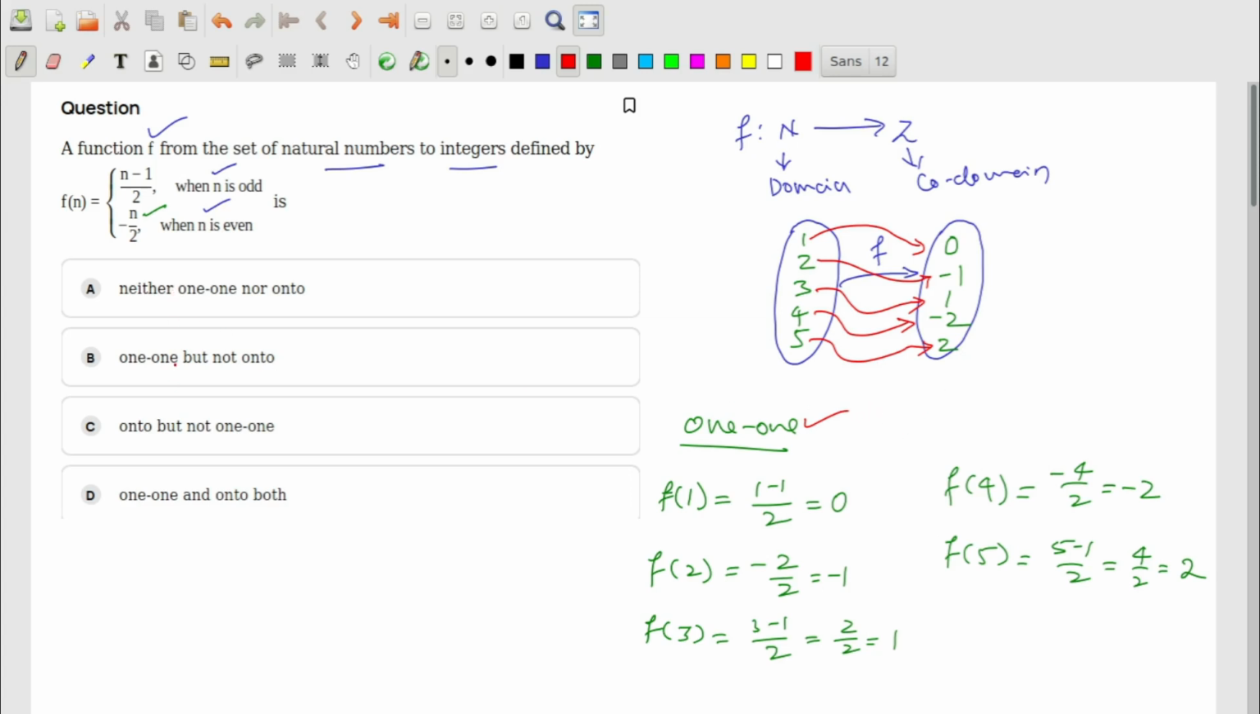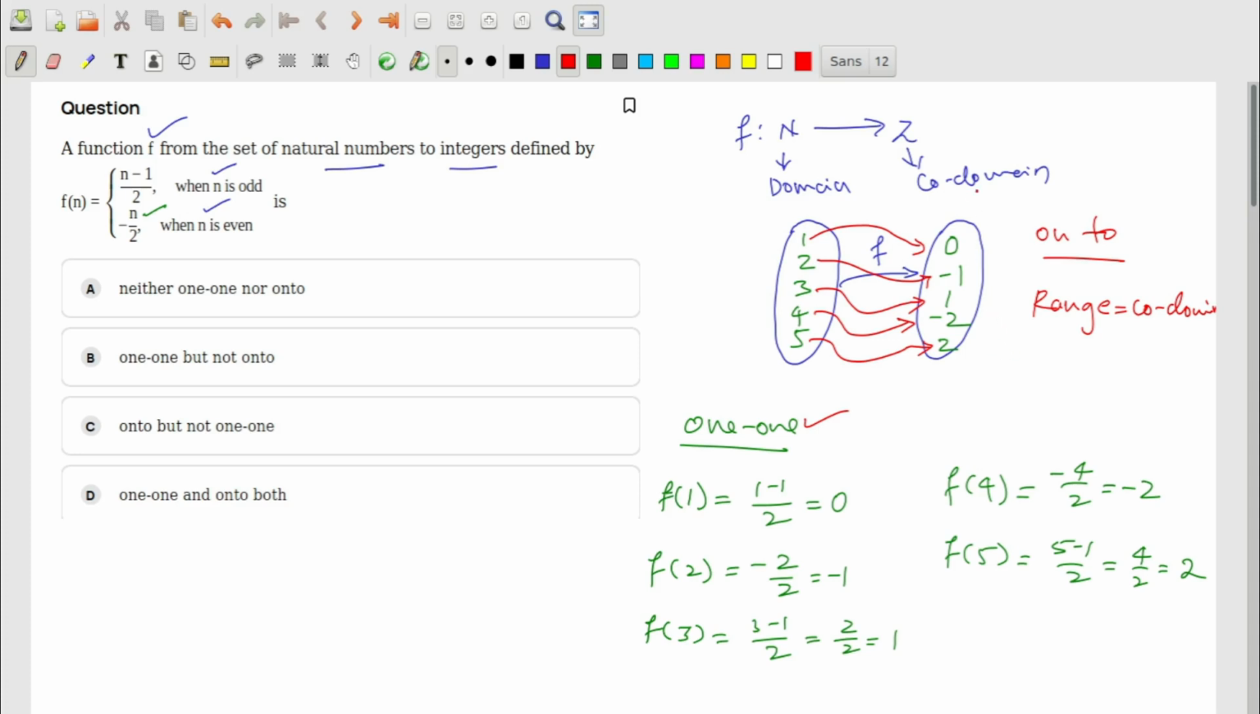Now, as per the options here, you need to check for onto also. Just by one-one, you can't eliminate any of the options here. So now I will check for onto. First of all, you know what onto is. The function is onto if the range is equal to the codomain. If range is equal to codomain, then the function is called onto.